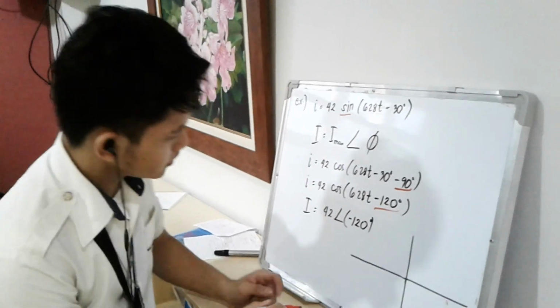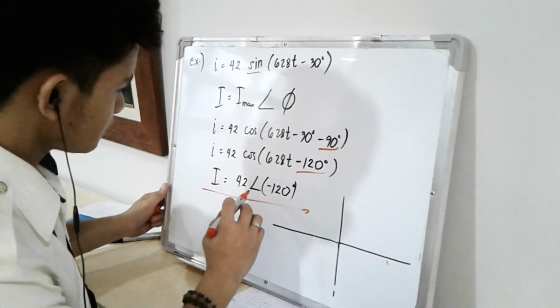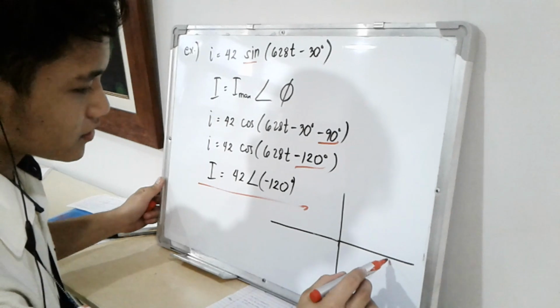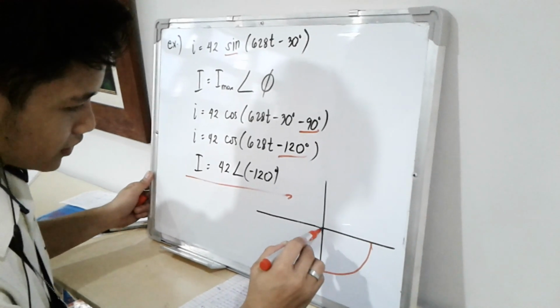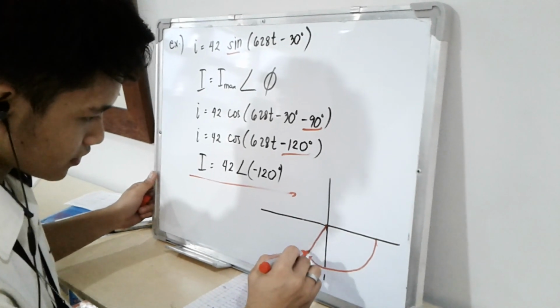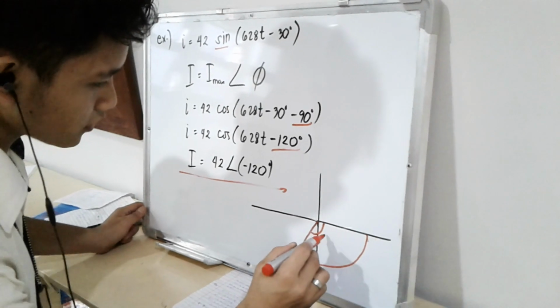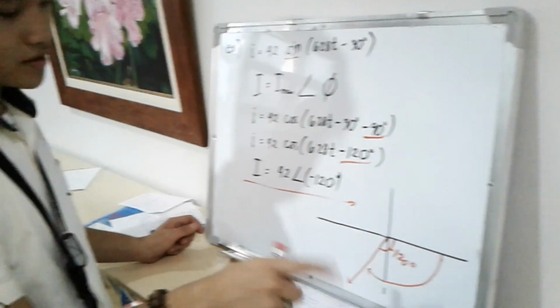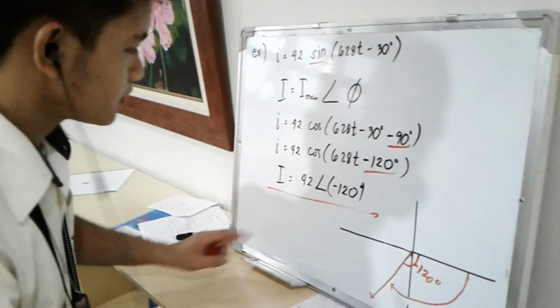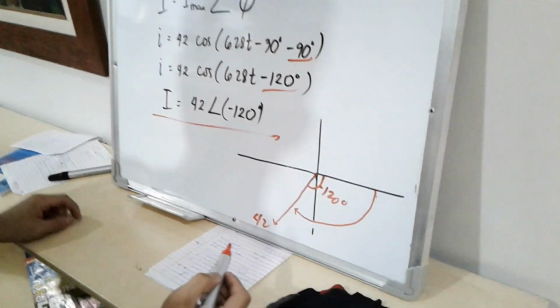So let's draw the phasor diagram of this equation. Negative 120 degrees. So we say that 120 degrees is here. This angle is negative 120 degrees, since it's in the clockwise direction, and its magnitude is 42. So that's it.